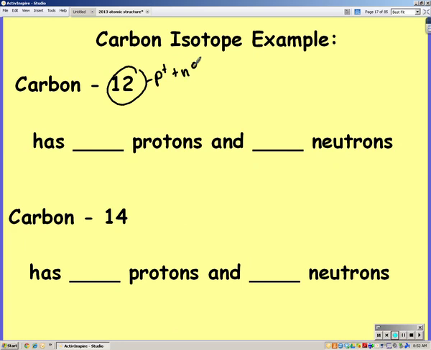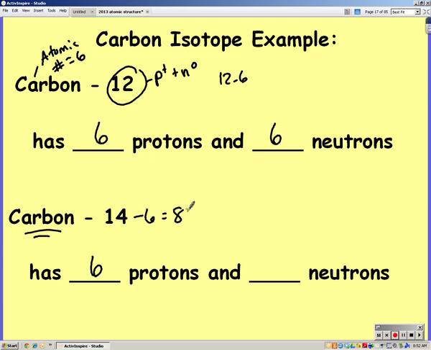So remember that that's our mass number, which is protons plus neutrons. For carbon, that tells us our atomic number has to be 6 because carbon always has an atomic number of 6, which means our protons are 6 and our neutrons are 6 because mass minus protons gives me neutrons. For the second example, it's still carbon, so it still has to be 6 protons. But mass minus atomic number gives me 8 neutrons.